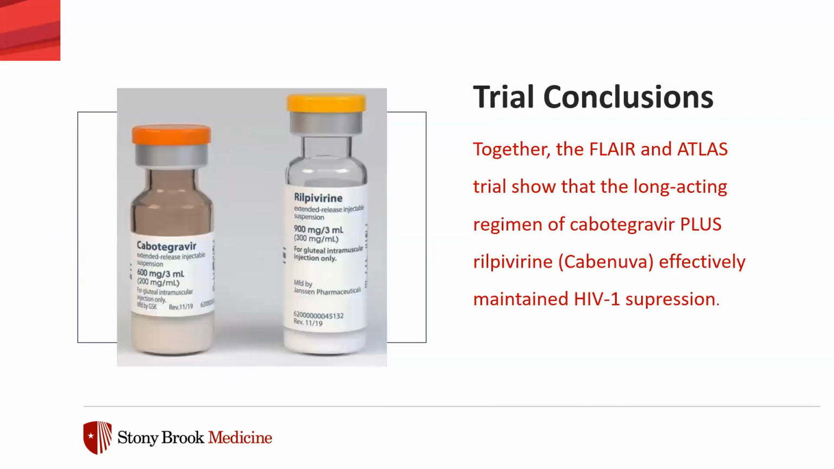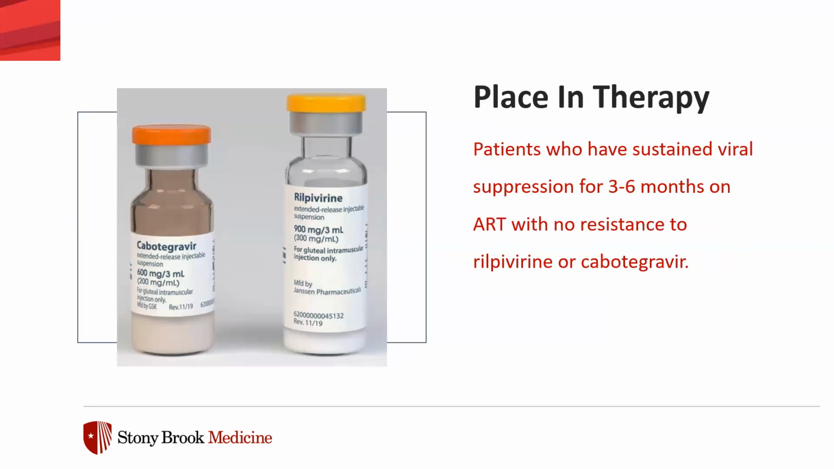In conclusion, together, the FLAIR and ATLAS trials show that the long-acting injection of Cabenuva can effectively maintain HIV suppression. Its place in therapy, therefore, will be for patients who have sustained viral suppression for 3 to 6 months on ART with no resistance to rilpivirine or cabotegravir, and this is reflected in the updates to the guidelines in 2021.